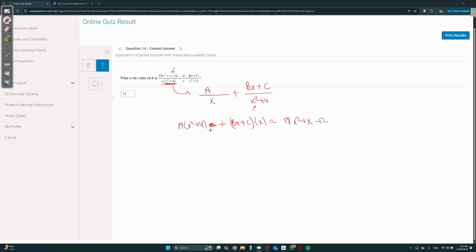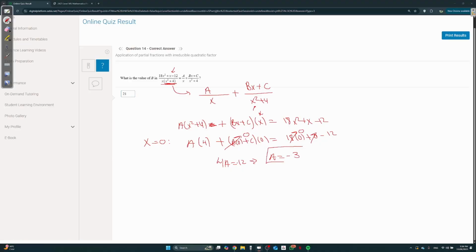Okay, perfect. What are my zeros? Like I told you, the first thing you try is always see if you have zeros. Let's see. x squared plus 4 can never be 0. It's not factorable. But we know x can be equal to 0. So if you do x equals 0, you get a into 4 plus b times 0 plus c into 0 equals 18 times 0 plus 0 minus 12. So let's cancel. This will be 0. This will be 0. So you're going to get 4a equals negative 12. So therefore a is equal to negative 3.